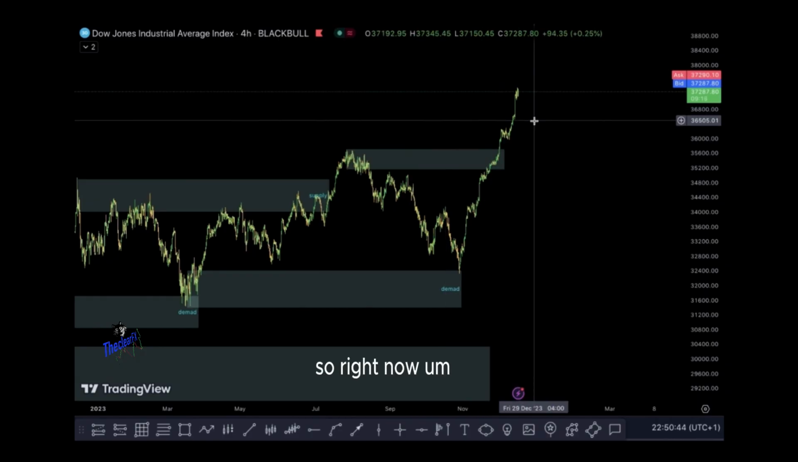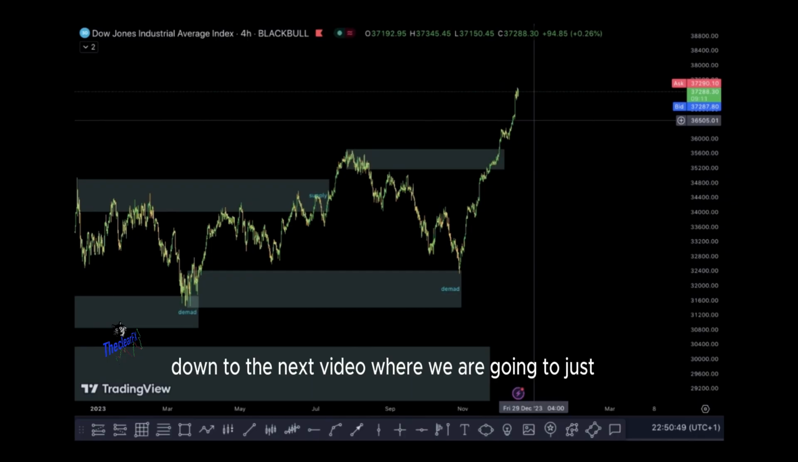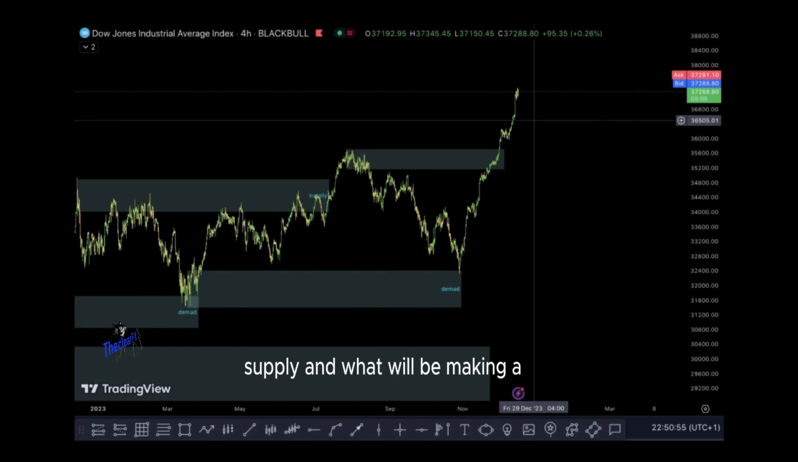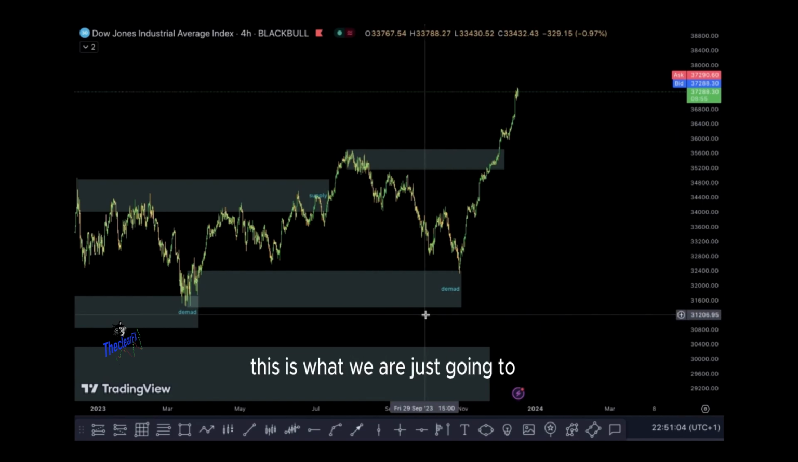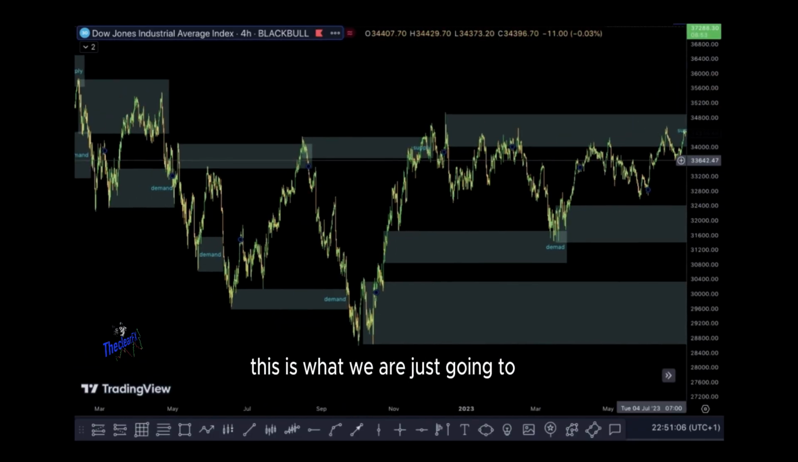Okay. So right now, let's just move down to the next video where we are going to just focus on the selections of the supply and demand, what really make it a valid supply and what really make it a valid demand zone and what make it invalid and valid again in the chart. So actually this is what we are just going to look next.